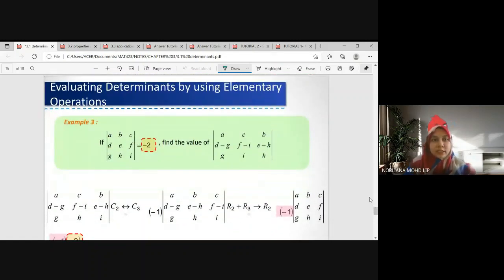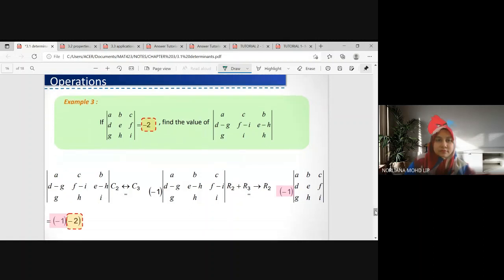Okay, ni contoh yang lain lah. Evaluating the determinant using elementary operation. Okay, given this matrix, determinant of this matrix is equal to negative 2. Okay, find the determinant of this new matrix. So you have to transform this new matrix into this matrix. We have to reduce lah. Reduce this matrix into this matrix.